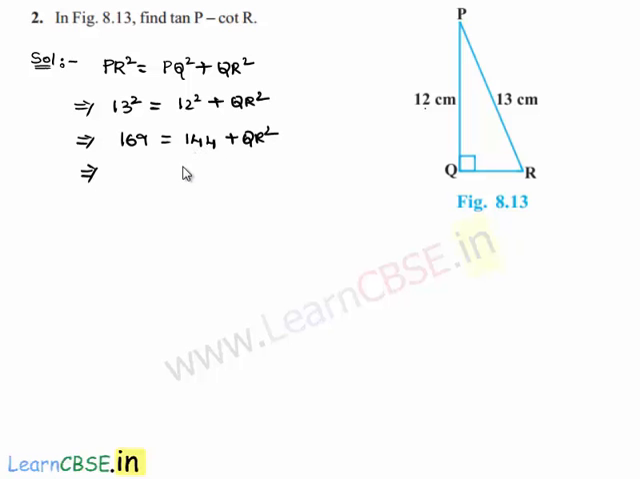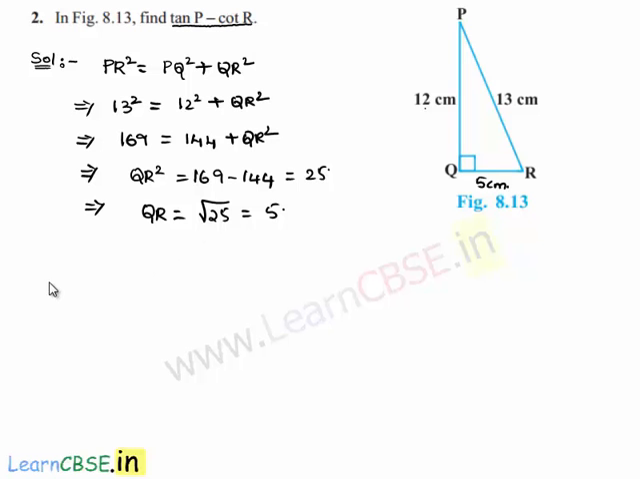Now on transposing 144 to the left hand side, we get QR square is equal to 169 minus 144, which is nothing but 25. That implies QR is equal to square root of 25, which is nothing but 5. Therefore we got QR as 5 centimeters. Now we are asked to find the value of tan P minus cot R. So let us separately find the values of tan P and cot R.